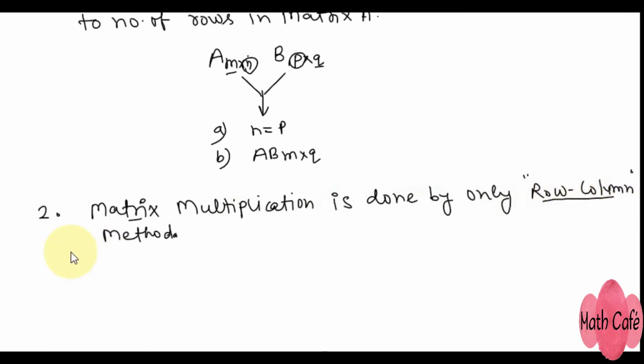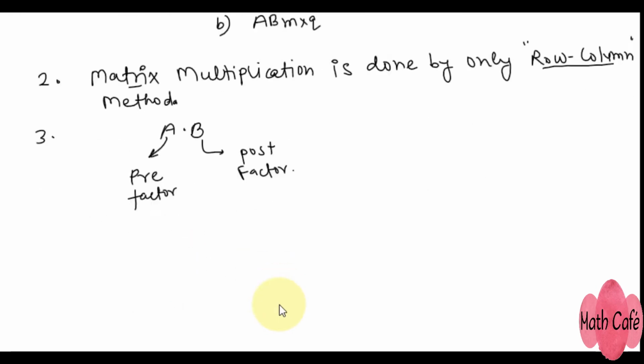So let's move to the third point. If we are multiplying A by B, and AB multiplication is possible, then matrix A is called the prefactor and matrix B is called the postfactor. So that is all about the multiplication AB.